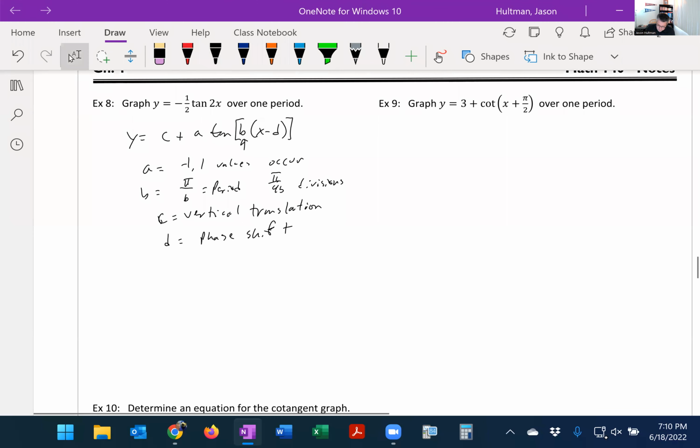Okay, so let's go ahead and graph this. What would A be in this case? A would be -1/2, and B would be equal to 2. C is 0 and D is 0, so that's nice. So what would the period be? The period would be pi over 2. And what would the divisions be? The divisions would be pi over 8.